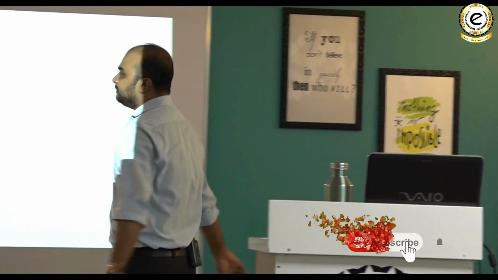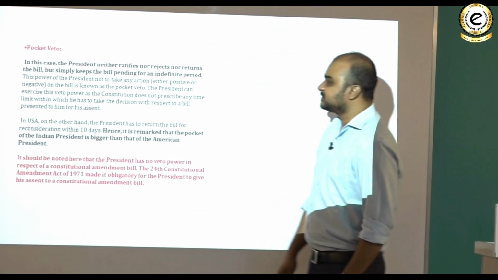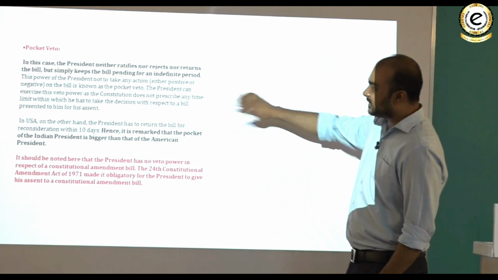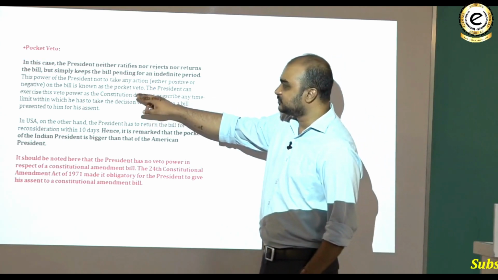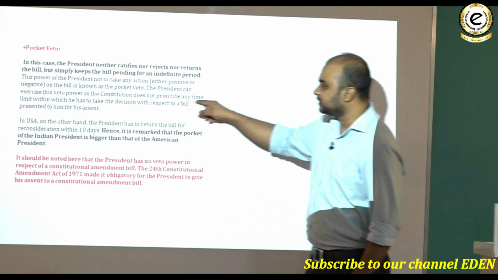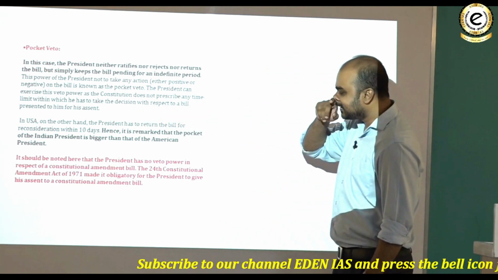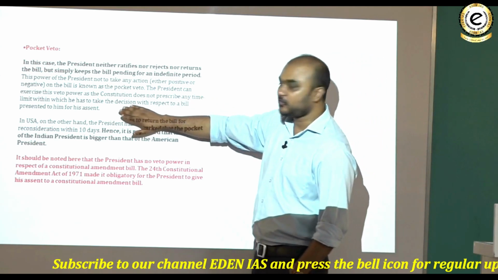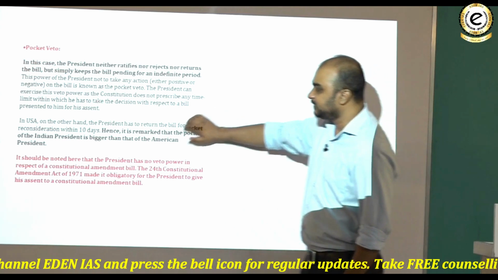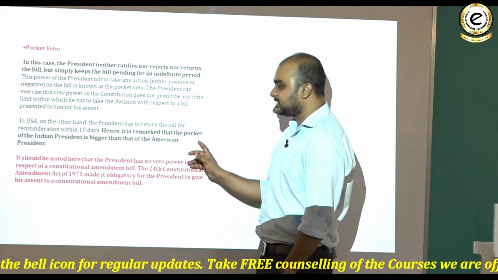Let's have a look at this. In this case, the President neither ratifies nor rejects nor returns the bill, but simply keeps the bill pending for an indefinite period. This power of the President not to take action, either positive or negative, on the bills is known as the pocket veto. The President can exercise this veto power as the Constitution does not prescribe any time limit within which he has to take the decision with respect to a bill presented to him for his assent. In USA, on the other hand, the President has to return the bill for reconsideration within 10 days. Hence, it is remarked that the pocket of the Indian President is bigger than that of the American President.